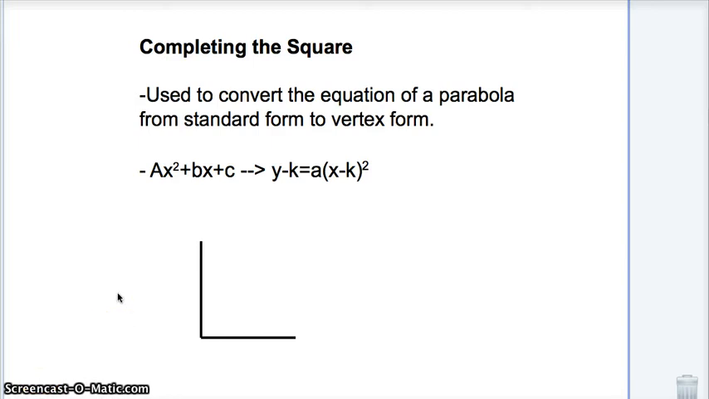Hey Algebra 2 students, today's lesson is about completing the square. For today's lesson, you're going to need your Chapter 6 packet, your pencil, and you're definitely going to need your brain for this one. Completing the square is used to convert the equation of a parabola from standard form to vertex form. Vertex form is much easier to graph the parabola on the coordinate plane, so that's why completing the square is so useful. So, here goes nothing.